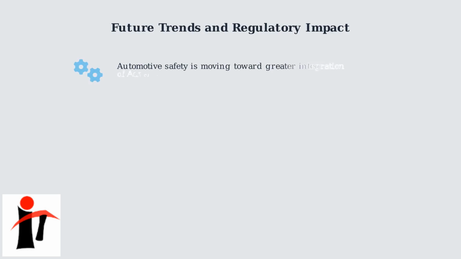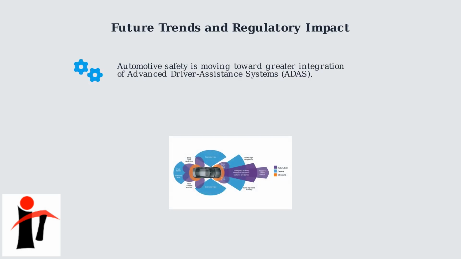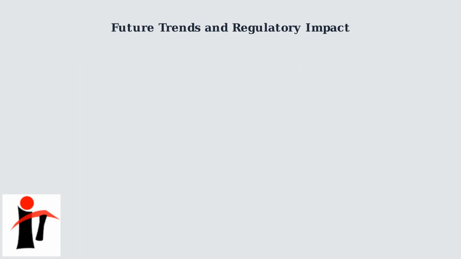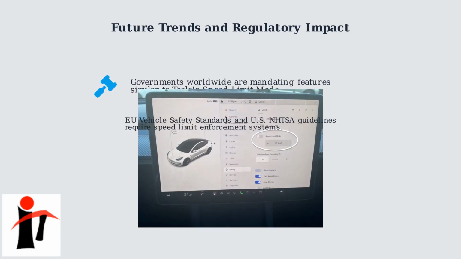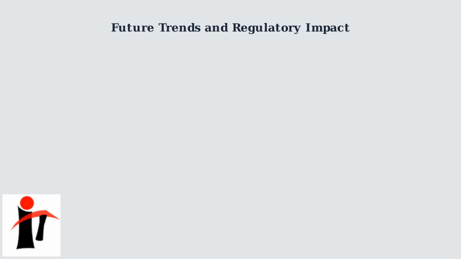The trend in automotive safety is toward greater integration of advanced driver assistance systems, or ADAS. These systems combine sensors, cameras, and AI to create a comprehensive safety network around the vehicle. Governments worldwide are mandating features similar to Tesla's speed limit mode. In the European Union, 2025 vehicle safety standards require speed limit enforcement, while in the U.S., the National Highway Traffic Safety Administration links these systems to insurance premiums and safety ratings.